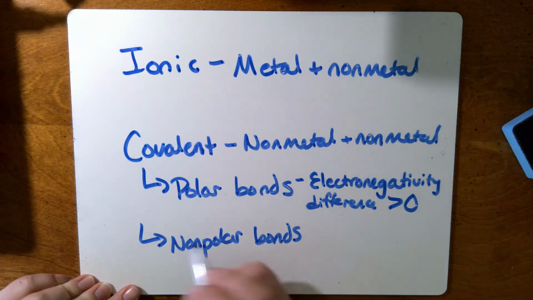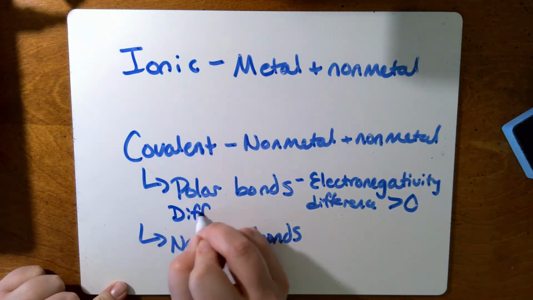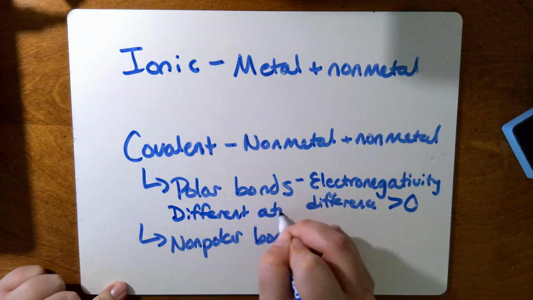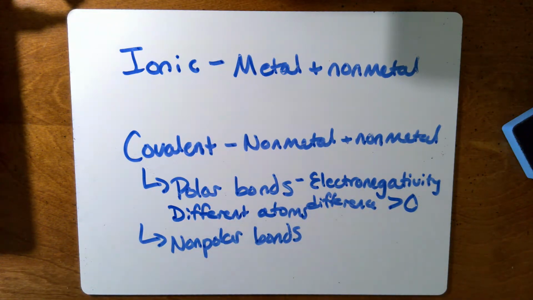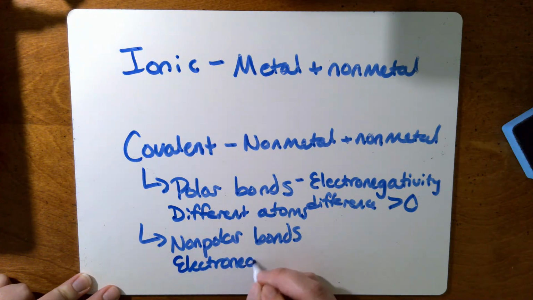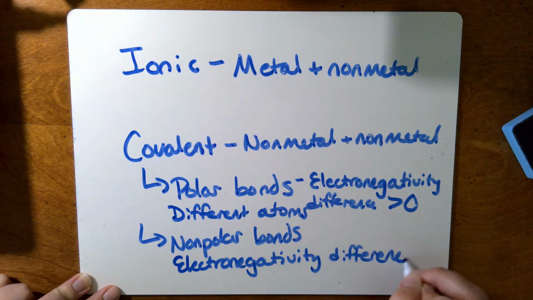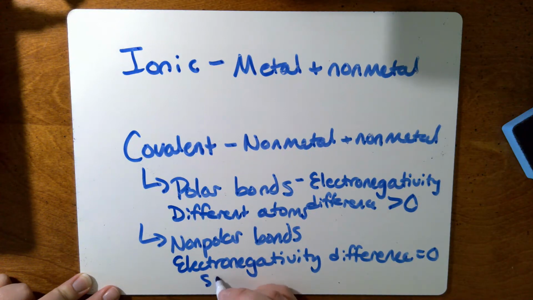Most of the time, you can recognize polar bonds because they occur between different atoms, okay? So if I have two different atoms, I can assume the bond is polar. Now, if you're given those values, check and make sure they have different electronegativities. But if you're not given the values, you can assume different atoms means different electronegativities. Now, nonpolar bonds occur when I have an electronegativity difference that's 0. Okay, and so this is between two atoms of the same element.